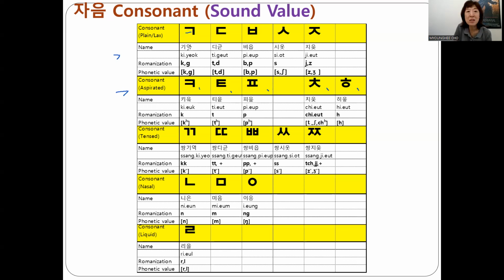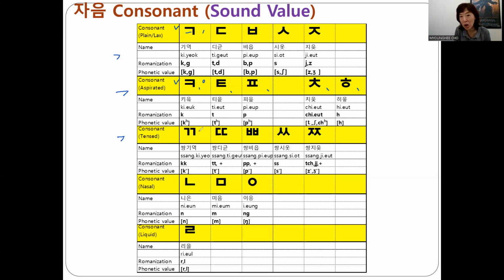Pronounce the plain consonant and the aspirated consonant with your hand in front of your mouth. 그, 그. Then you will feel more air on your palm when you say the aspirated consonant 그 rather than the plain consonant 그. Next are tensed consonants.